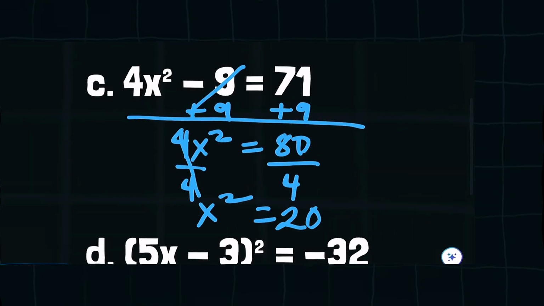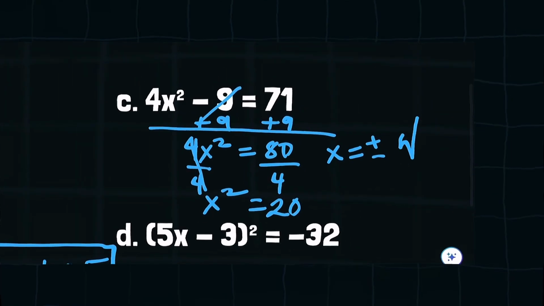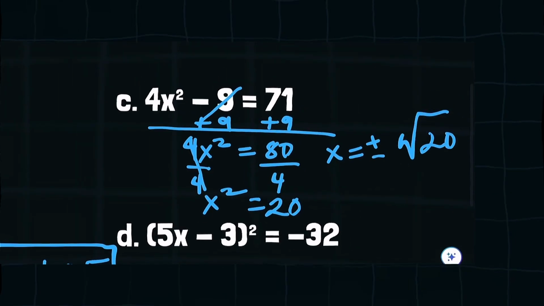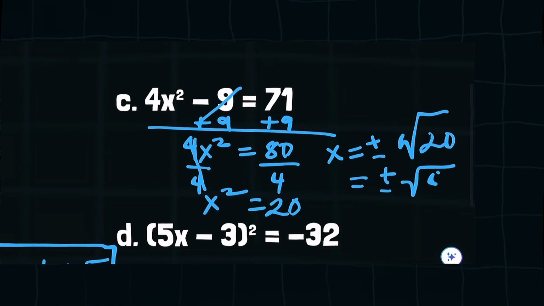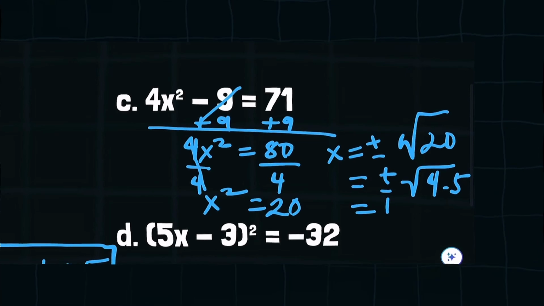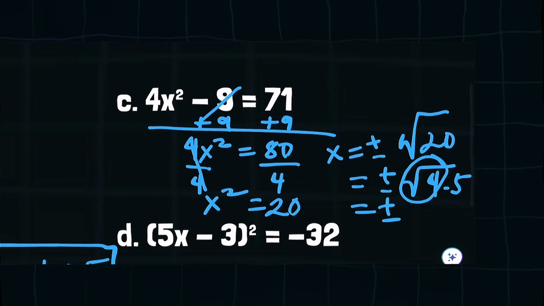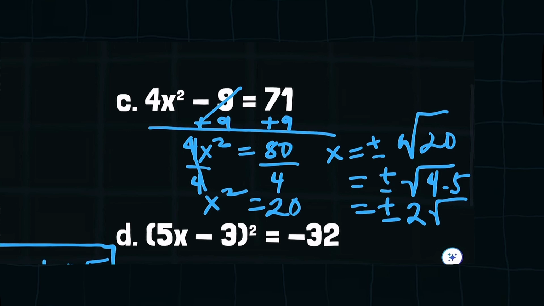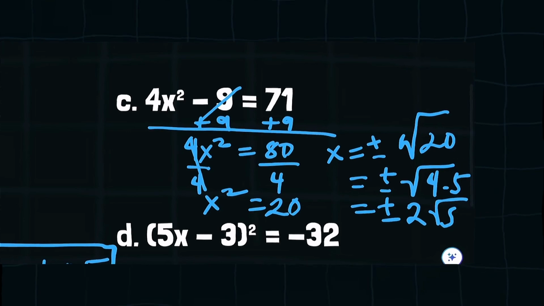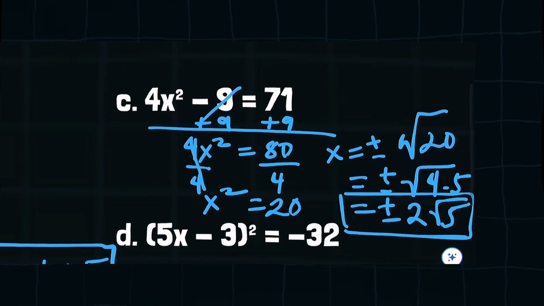Now we can apply the square root principle, and this will leave us x equals plus or minus the square root of c, or constant, which is 20. Since 20 is not a perfect square number, we can factor the radicand. We can use the product of 4 and 5, right? So we write x equals plus or minus square root of 4 times 5. Then, finally, as we simplify the radical, square root of 4 will give us 2 outside the radical symbol. Square root of 5 will remain. So our final solution is x equals plus or minus 2 square root of 5.